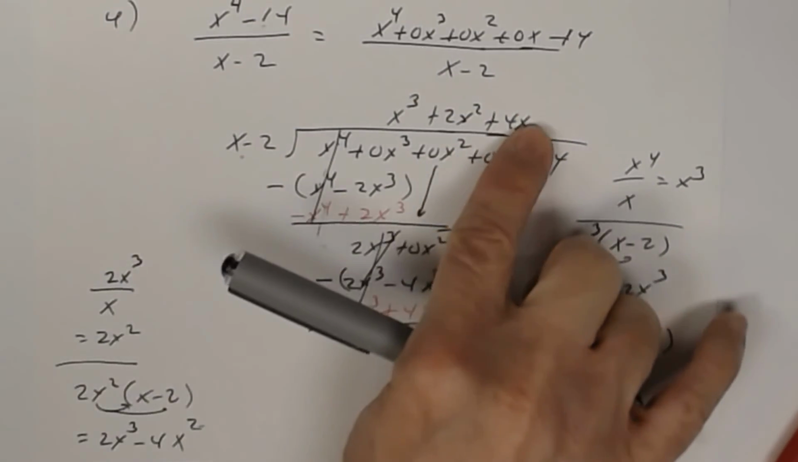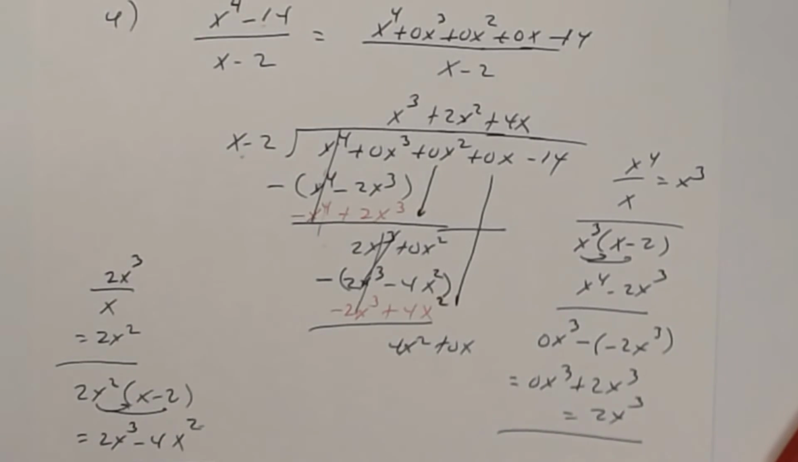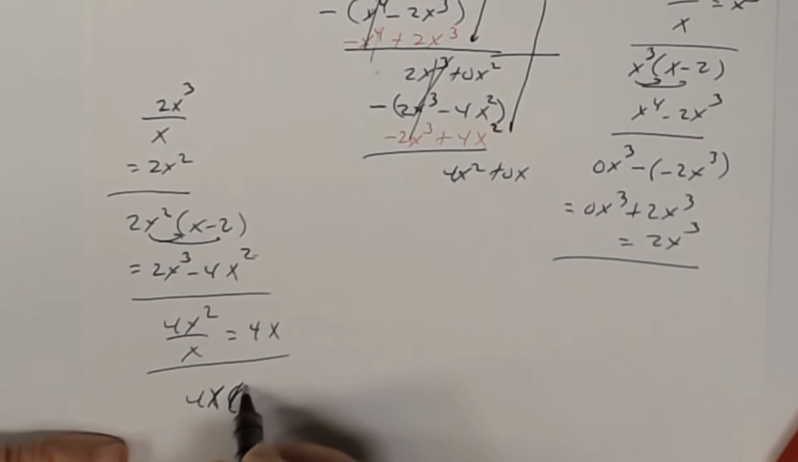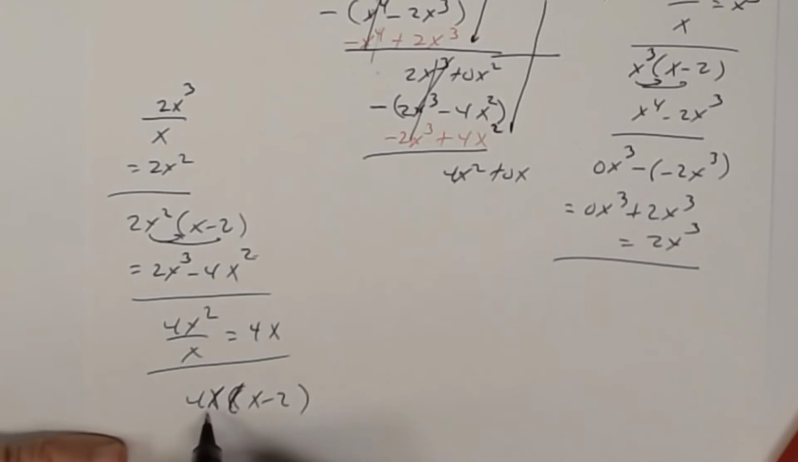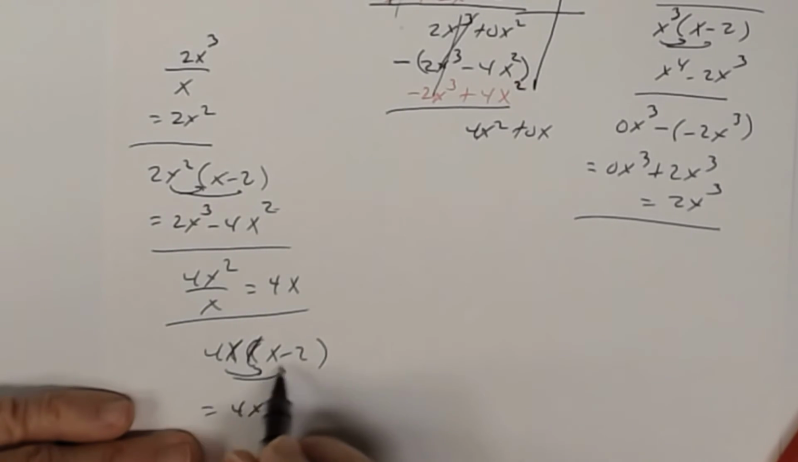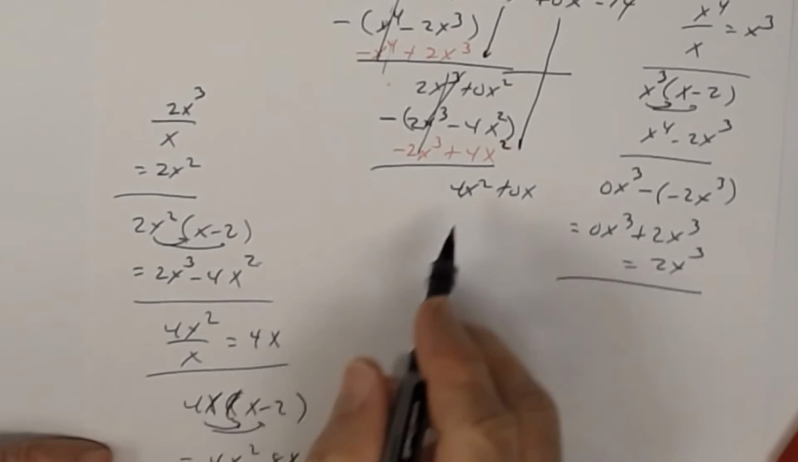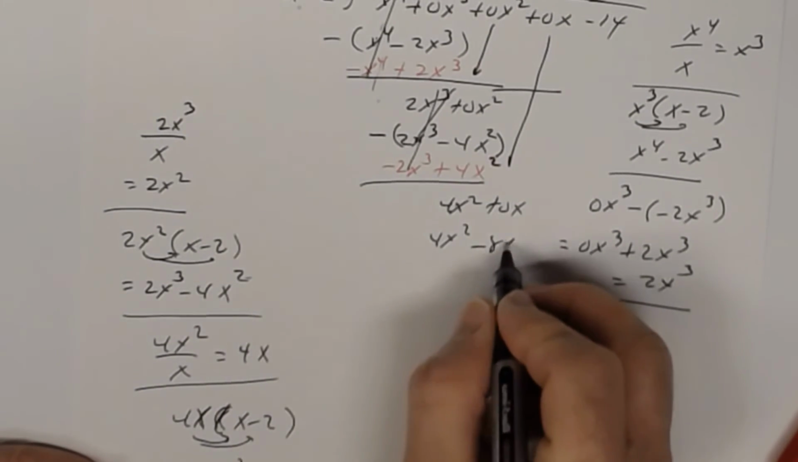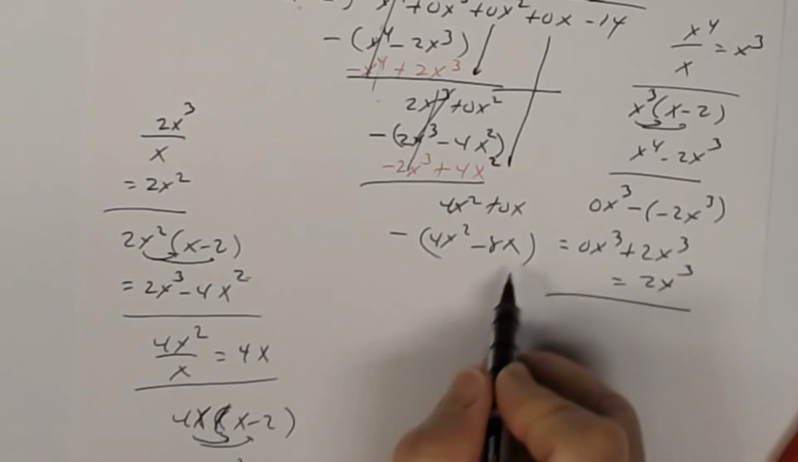So remember, now you're saying this times your divisor. So now you're saying 4x times the divisor. And then you distribute. So 4x times x is 4x squared. 4x times a negative 2 is a negative 8x. So that goes here. So 4x squared, remember if you're doing this correctly, it's supposed to be the same, minus 8x. And now you're going to subtract.